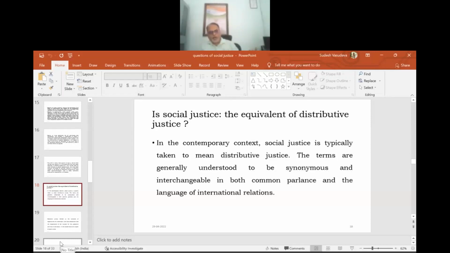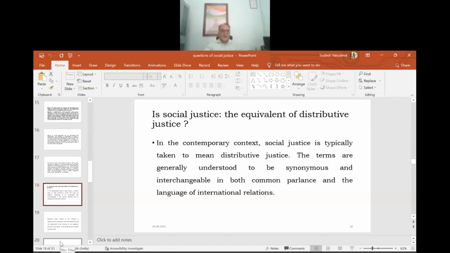In the contemporary context, social justice is typically taken to mean distributive justice. Social justice is equated with distributive justice. These terms are generally understood to be synonymous and interchangeable in both common parlance and in the language of international relations.